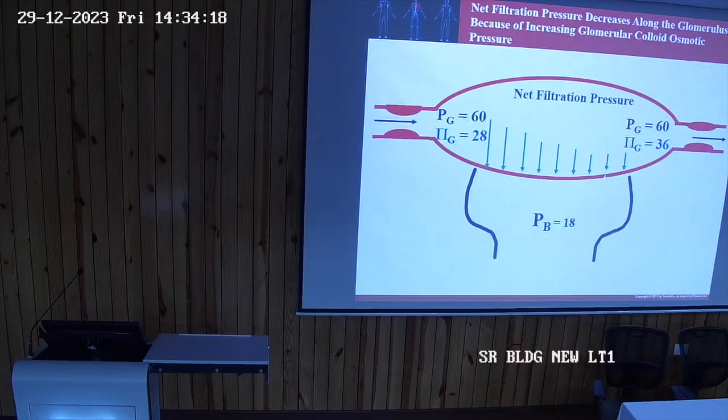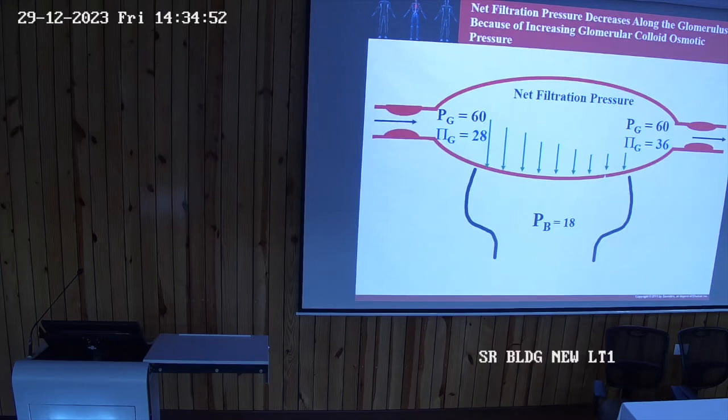The only difference is the concentration and the amount of plasma protein at the afferent end and at the efferent end. When all the plasma has been filtered, water has been filtered, solutes have been filtered, what remains and reaches the efferent arteriole is the concentrated plasma protein, which is responsible for the tremendous increase in the glomerular colloidal osmotic pressure at the efferent end.